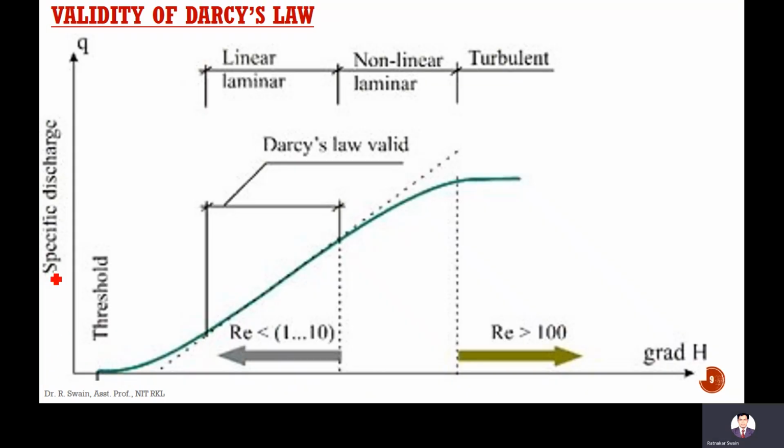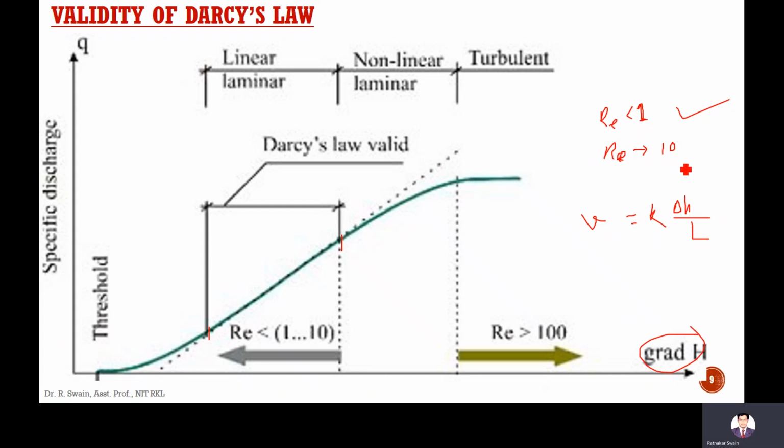You can say this plot shows the specific discharge, or velocity, against the hydraulic gradient, which is k into delta h by L. And here you can see the Reynolds number. Remember, when the Reynolds number is less than 1, Darcy's law is valid. This Reynolds number limit can be extended to 10.